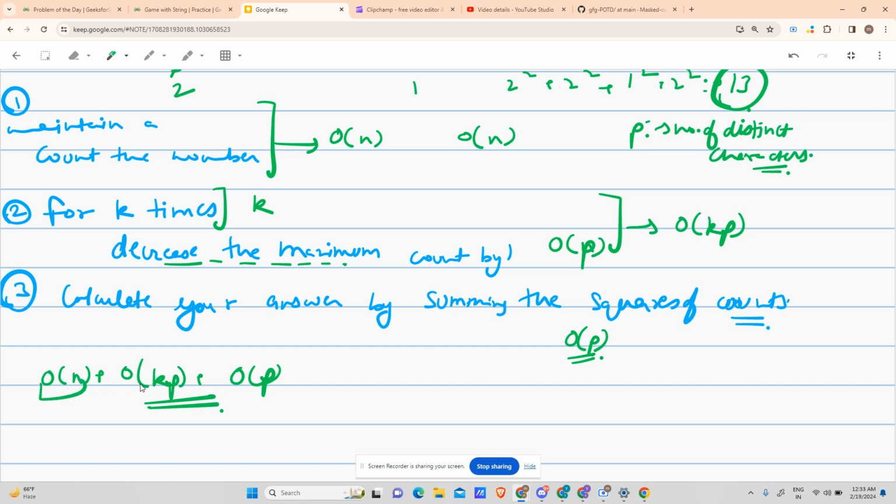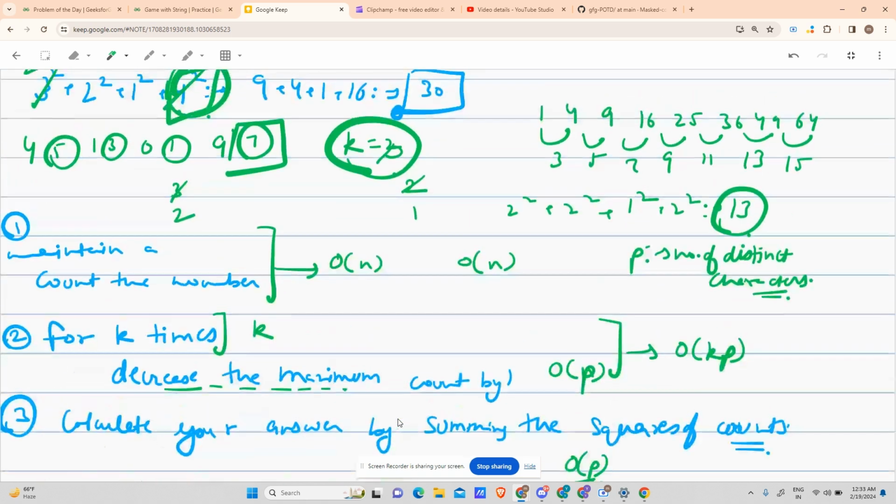So it will be the maximum of this and this. Whichever is maximum, take that one. All right. Now, the brute force is clear to you. This is the brute force, guys. Can we optimize it? Yes, here comes the catch.